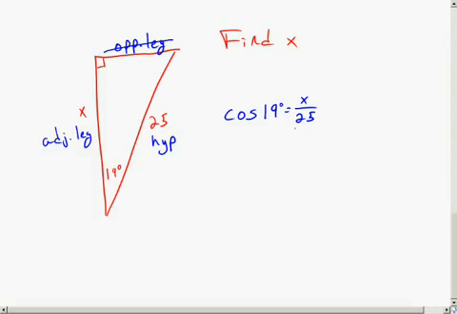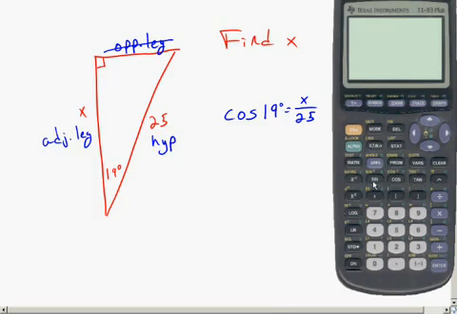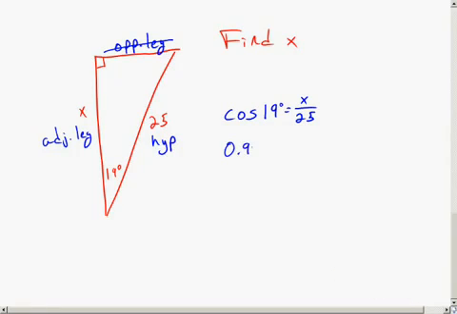Now from here, you need to think about how to solve. Well, remember, cosine of 19 is just a ratio. It's just some decimal, and the calculator knows what cosine of 19 is. I can type that in and get some decimal. And if you're working on trigonometry, hopefully you've got enough algebra skills that you could round that to 4 decimals, 0.9455. Set that equal to x over 25. And hopefully we can solve that equation for x.